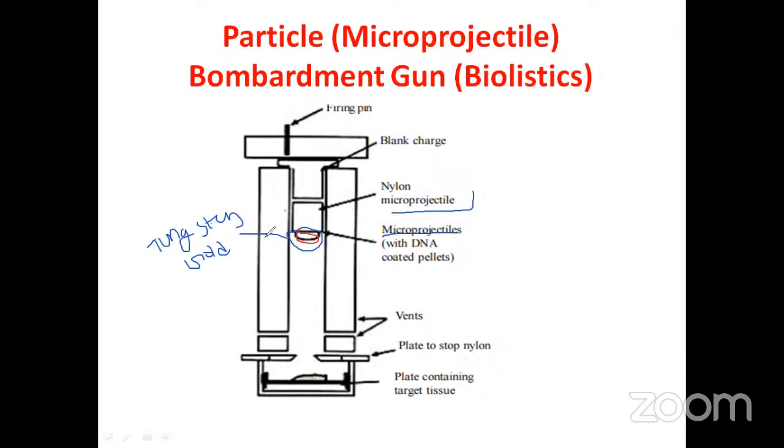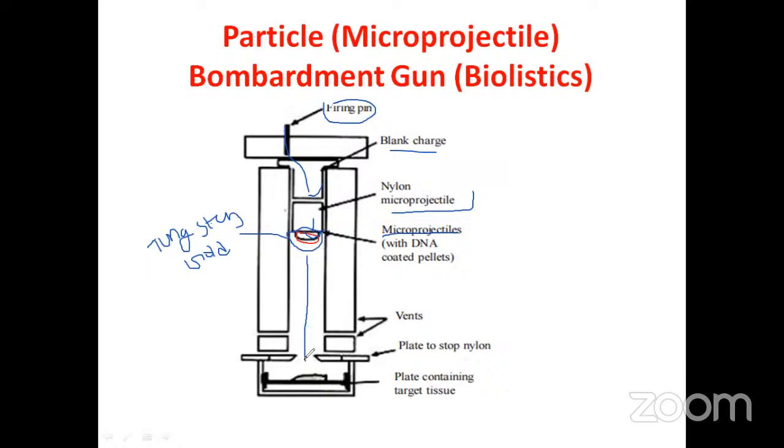So this is the instrument. Here is the microprojectile. This is the firing pin. The black charge is like a piston. If you press this, the pressure falls on the black charge, and the microprojectile is pushed forcefully.